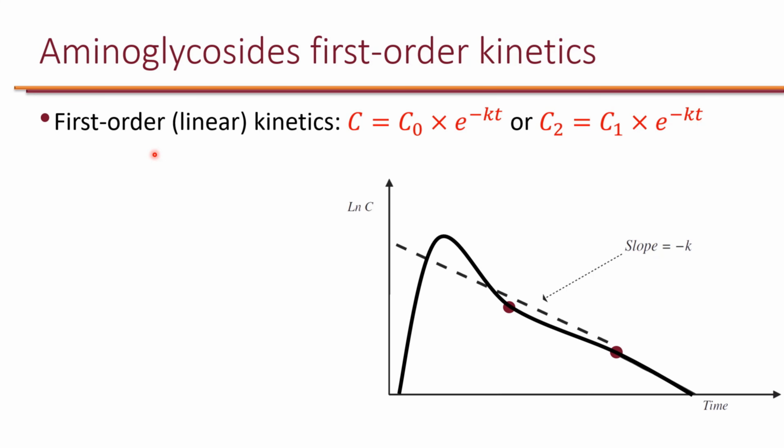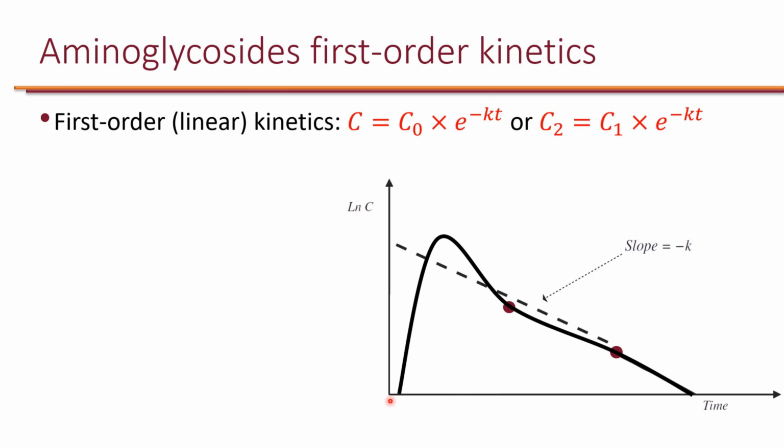Aminoglycosides follow first-order kinetics, also known as linear kinetics. The reason this is called linear kinetics is because if you plot the natural log of aminoglycoside plasma concentration on the vertical axis and time on the horizontal axis, then you can get a linear relationship between two levels. This is assuming that the two levels are after the infusion and after the distribution phase.